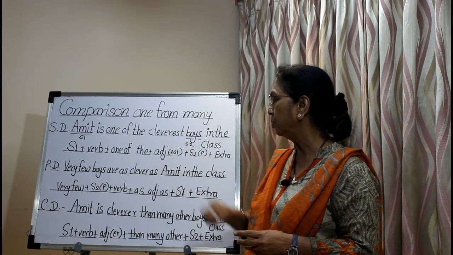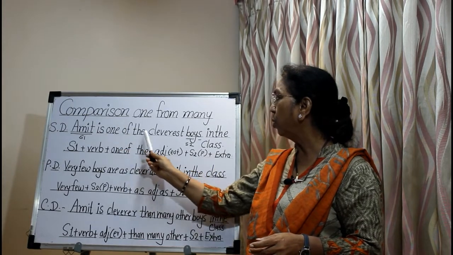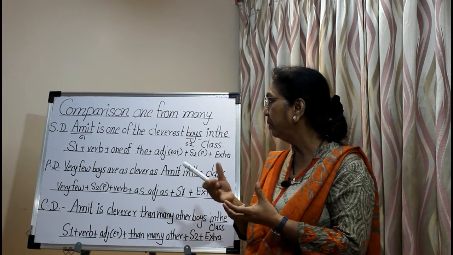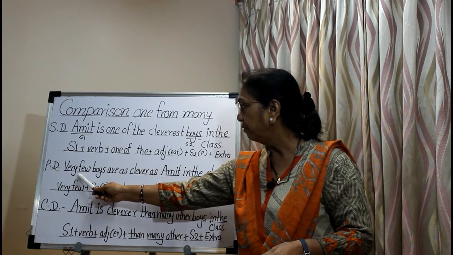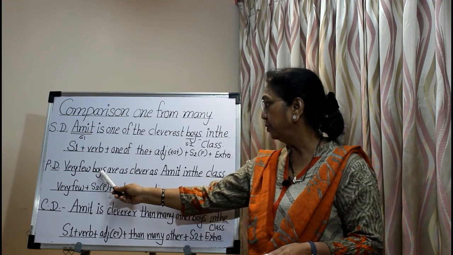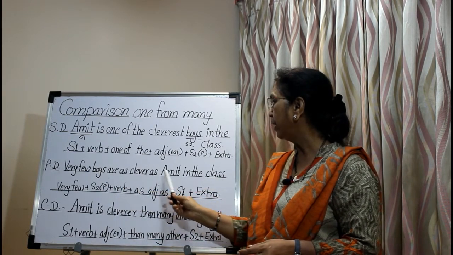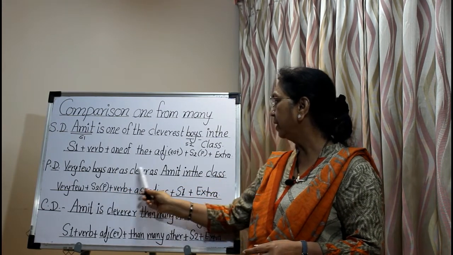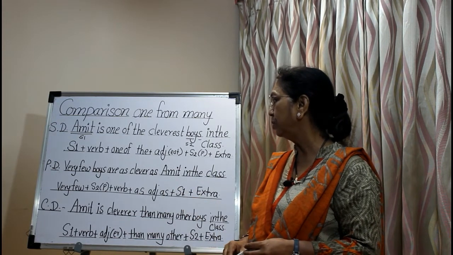Now how to change this sentence into positive degree? As Amit is one of the cleverest boys, it means there are very few boys like Amit in the class. So in positive degree we start with very few. Then subject number 2: very few boys are as clever as Amit in the class. So this is a sentence in positive degree.